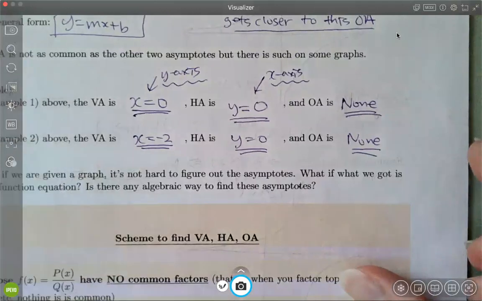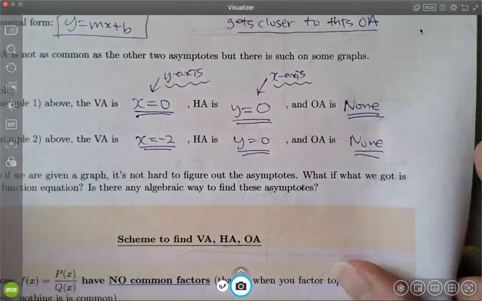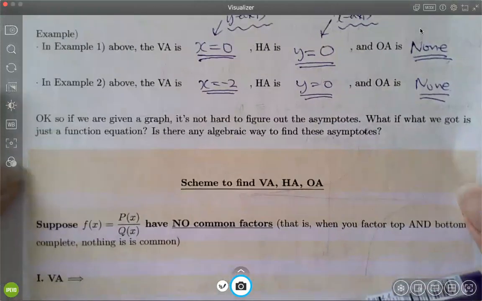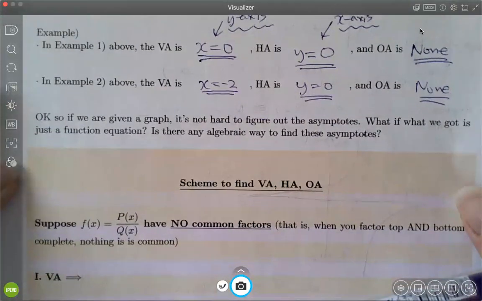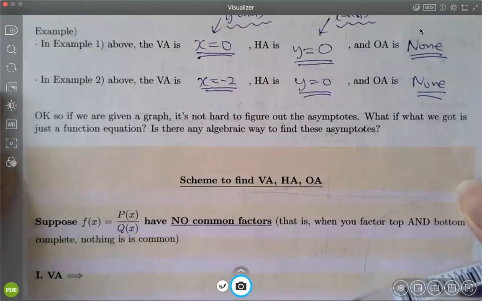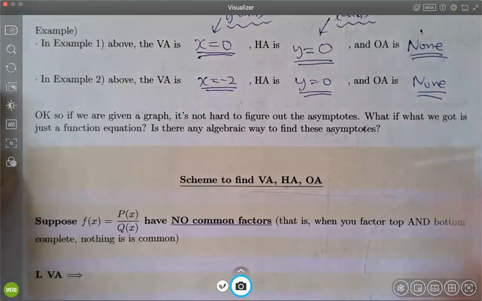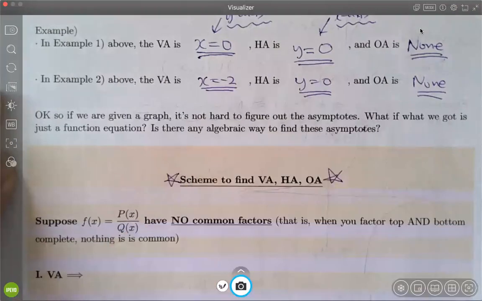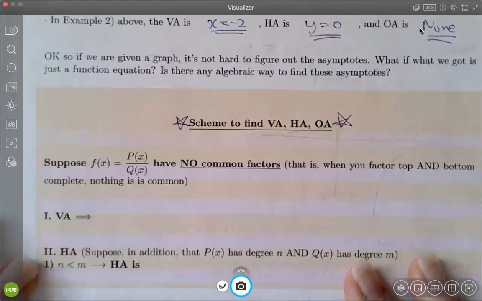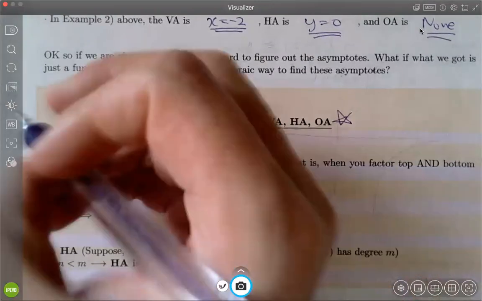Okay, so any questions over these basic asymptotes? Okay, so now, by just looking at the graph, it's not hard to figure out the asymptotes, but can we get them algebraically? And the answer is yes. Okay, so here's the scheme to find each asymptote. So here is the critical condition.